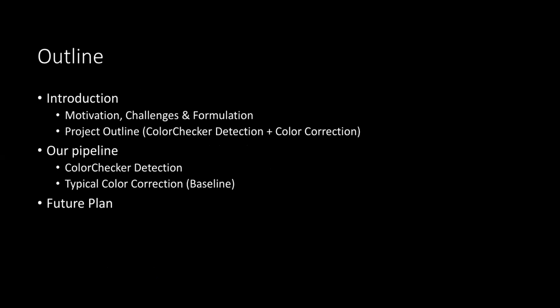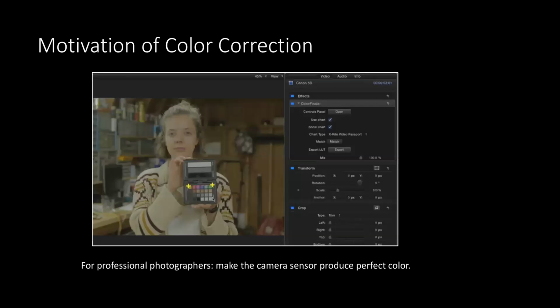We will first introduce the motivation and project outline, then illustrate the current progress for our pipeline, and finally we will show our future plan. Since our project emphasizes more on the technical aspect, we don't have existing research papers to follow, so we don't include related works here. And the first question we may want to ask is, why do we care about the color correction?